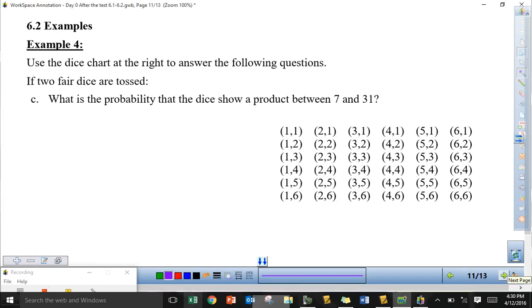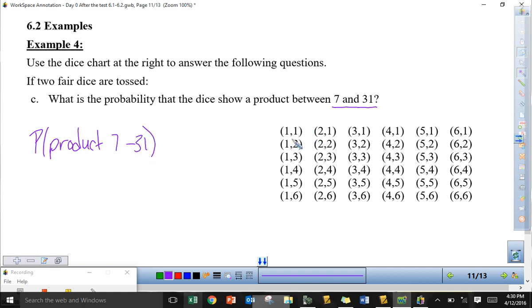Last problem on this example, we've got the probability that the dice show a product between 7 and 31. Now this is a single event, so all we're looking at is the probability of a product that is greater than 7 and less than 31.